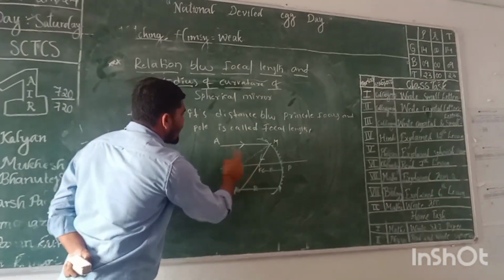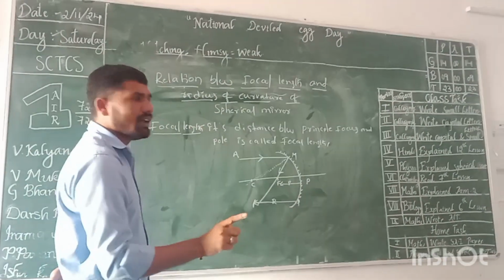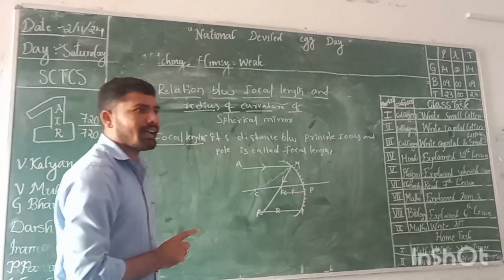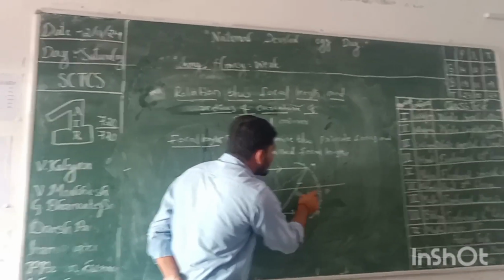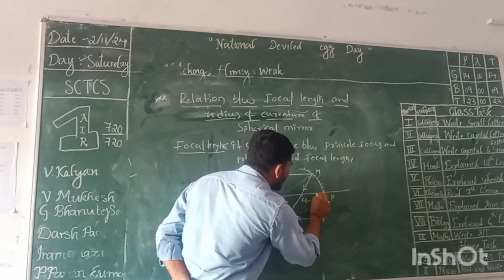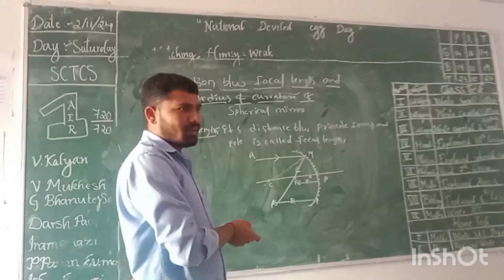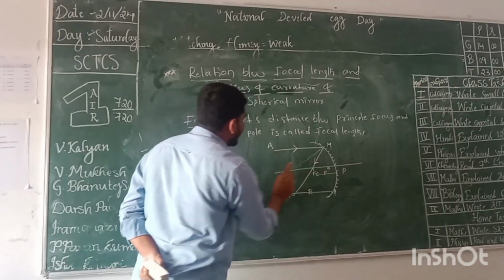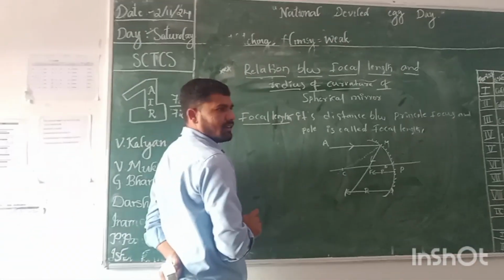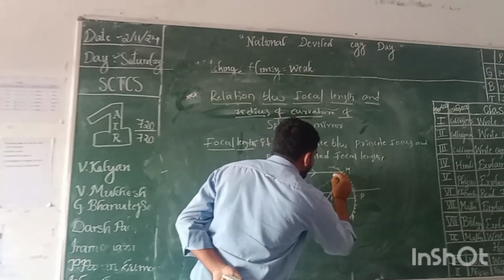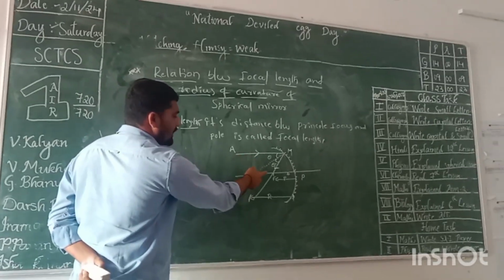How many triangles are there? Two triangles. One is AMC, and the next is MCF. This is the mirror, and this distance is called D. The incident ray makes an angle theta, and the reflected ray makes the same angle theta.